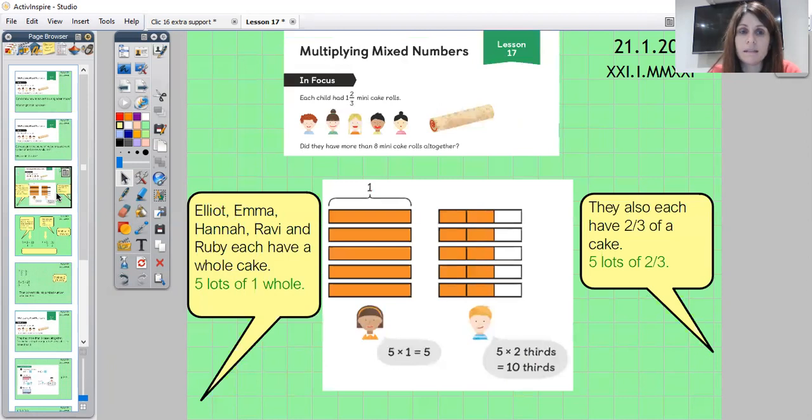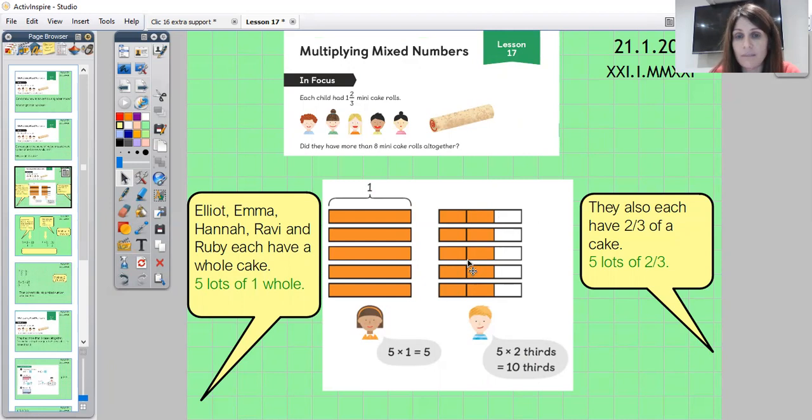Okay, so if we look at this with bar models, this is how we could actually show it. So we know that each of our children has got a whole and 2/3. So this side here is showing the whole cake that they've got, and there are 5 of them because there's 5 children. Okay, and each of them's got a whole cake. So in total, that makes 5 whole cakes. And then we need to work on this bit, 2/3 of a cake.